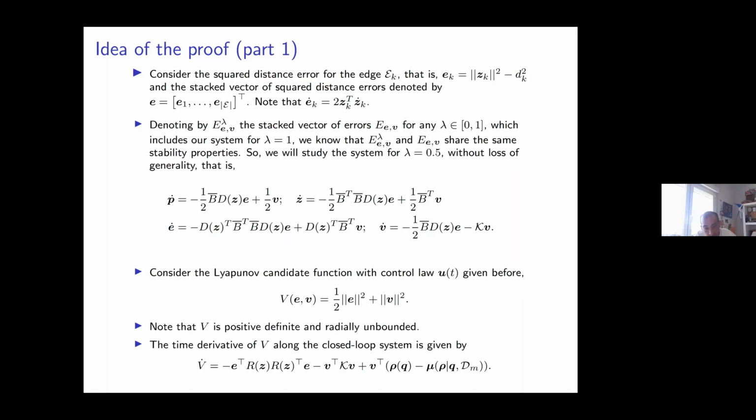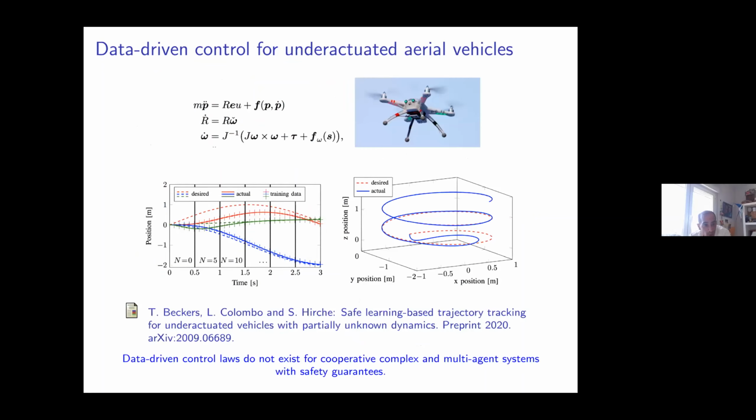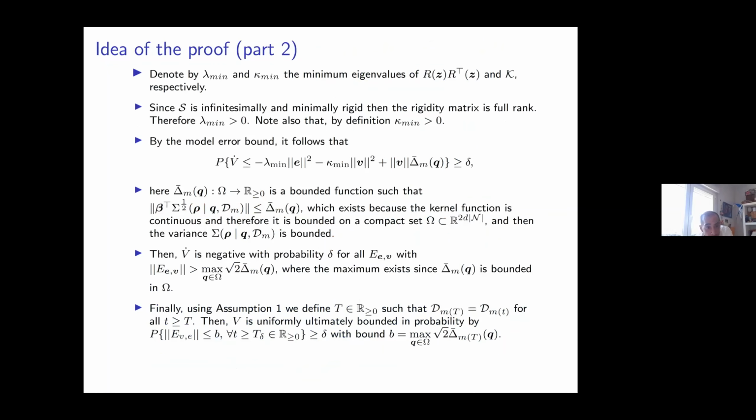Basically, all of it uses Lyapunov functions, it's Lyapunov techniques. What we did was start to extend this direction to aerial vehicles. Because data-driven control laws don't exist for cooperative, complex multi-agent systems with safety guarantees, the probabilistic bound that we have here is what guarantees safety in the problem.